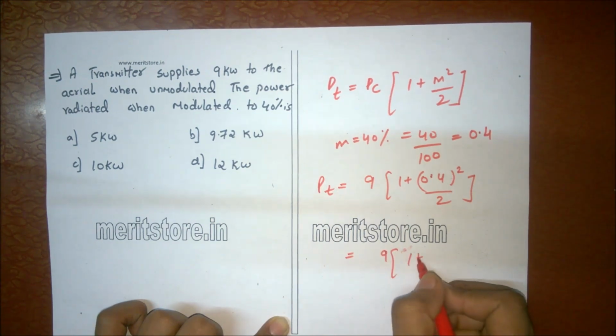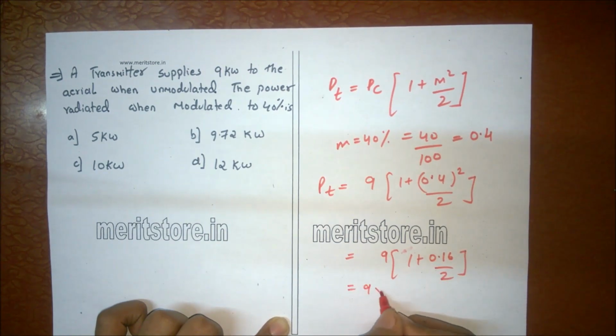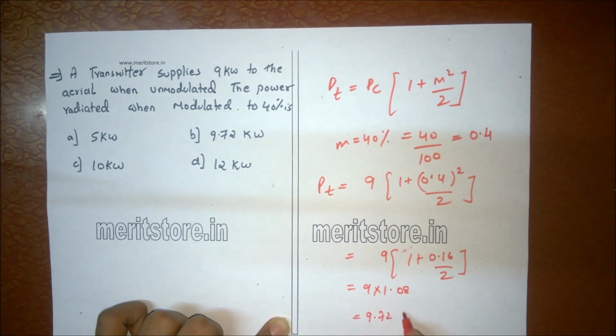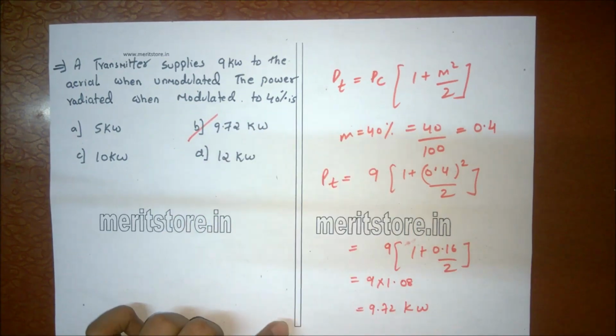9 into (1 plus 0.16 upon 2), which is equal to 9 into 1.08, which is 9.72 kilowatts. So the correct answer is option B, 9.72 kilowatts.